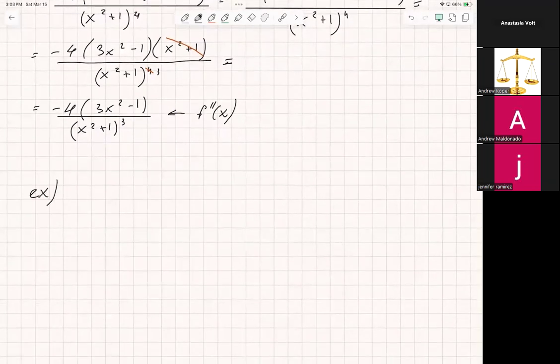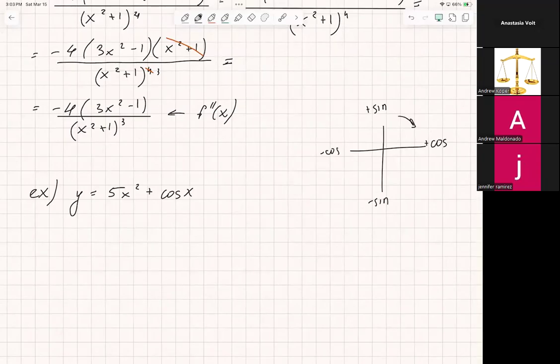Okay, so example. Let's start with the easy ones. So 5x squared plus cosine x. Again, remember that I showed you we have sine, positive sign here, cosine positive here, negative sine on the bottom, and negative cosine here on the left side. So remember that derivatives go clockwise, right? The derivative of sine is cosine. The derivative of cosine is negative sine, and so on and so forth.